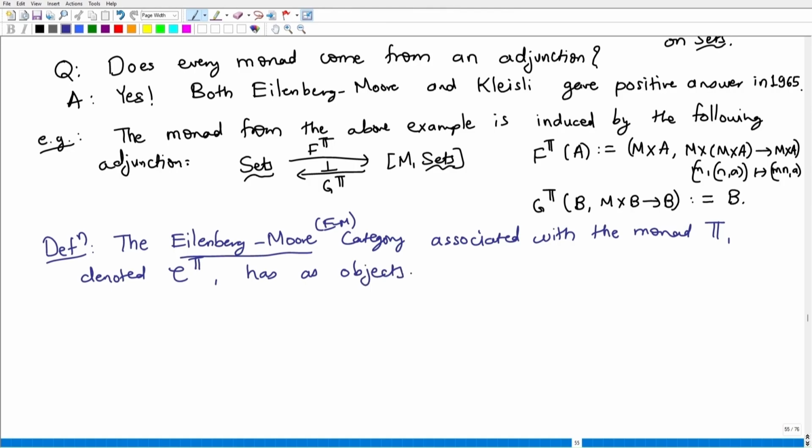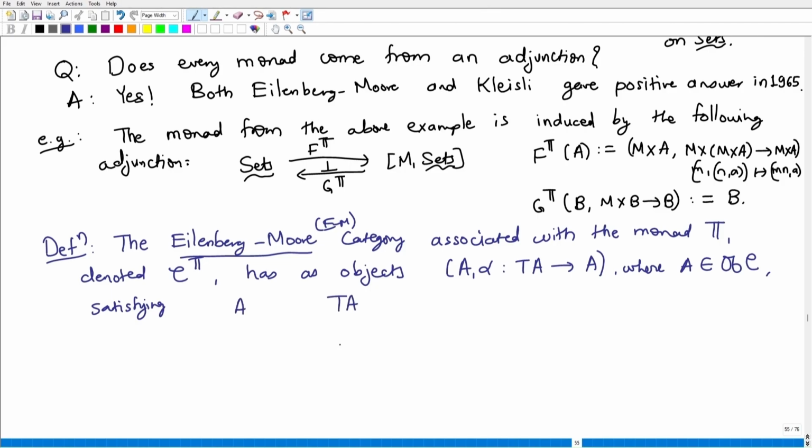Okay, now pay attention to what we are doing. Pairs (A, alpha), where alpha is a map from TA to A. Okay, so A is an object of C, and alpha is any map from TA to A. Yeah, but it should satisfy something. Satisfying these two diagrams. Okay, you will understand what I am doing.